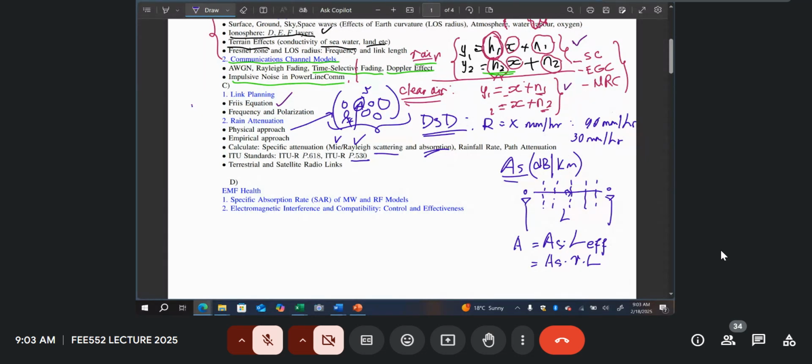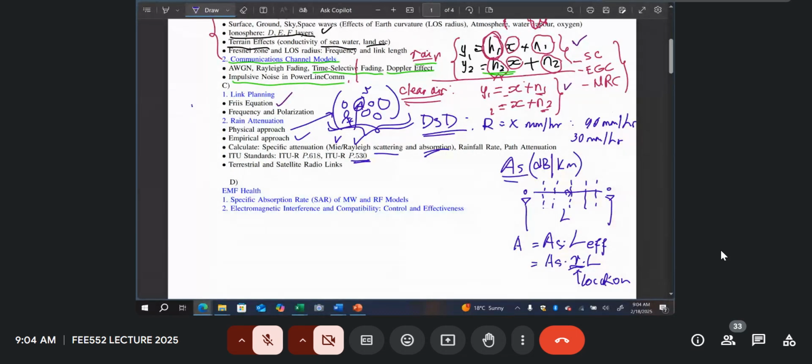So that's the physical approach for the specific attenuation. The empirical approach is that you need to know this distribution. This R here would depend on the location, the frequency, and the polarization. So it's location dependent. The rain characteristic in Mombasa is different from the one in Kisii or Kakamega. So this R should change. This R is defined by the ITU-R standard, ITU-R P.530. So you just need to go and look at it and then have parameters which are local to you and then change the value of that R.